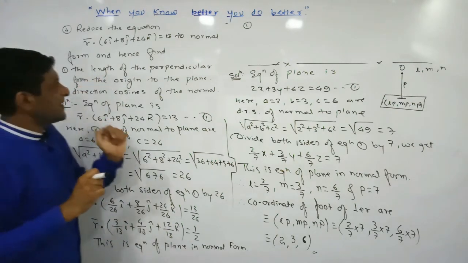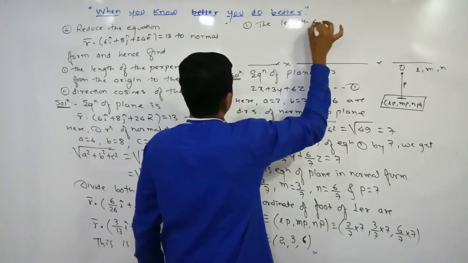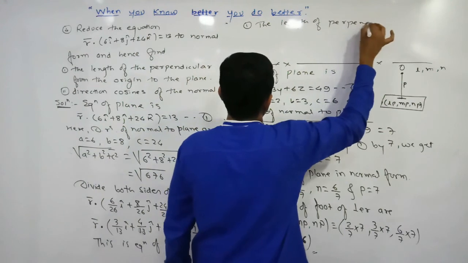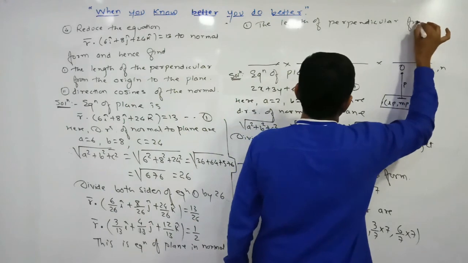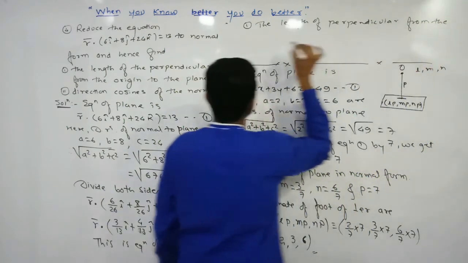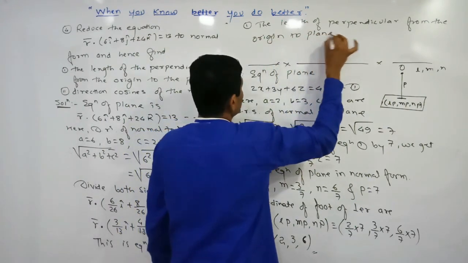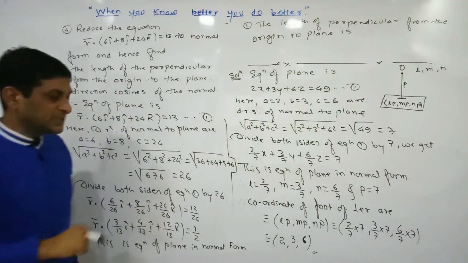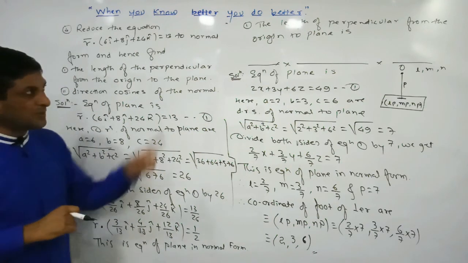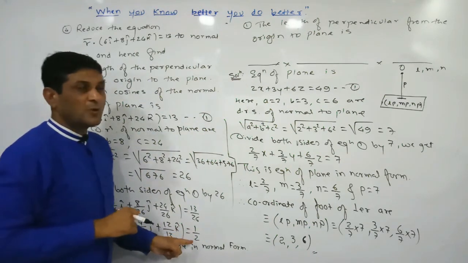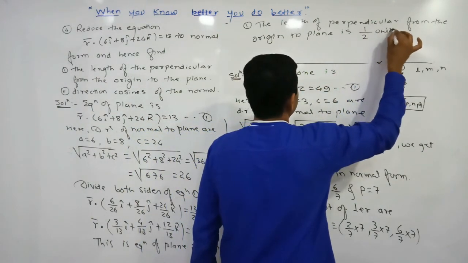So what is our first required value? The length of the perpendicular from the origin to the plane. If the equation is in normal form, the value on the right hand side is nothing but the distance of the plane from the origin, or the length of the perpendicular from the origin to the plane, which means the result we are getting is 1/2 units.